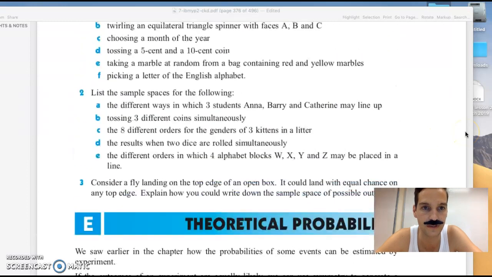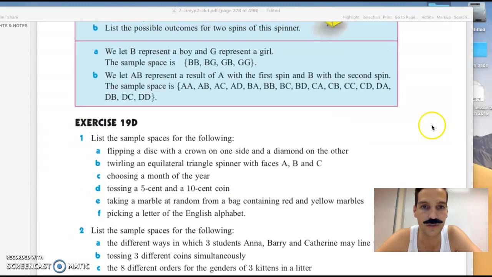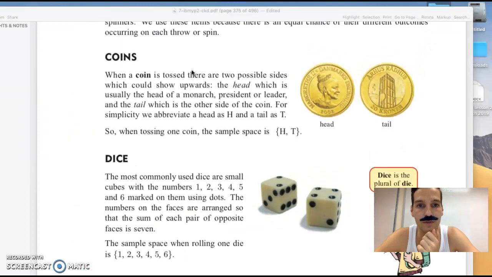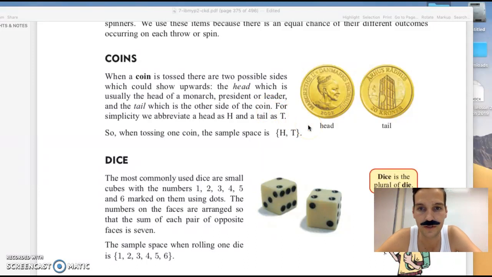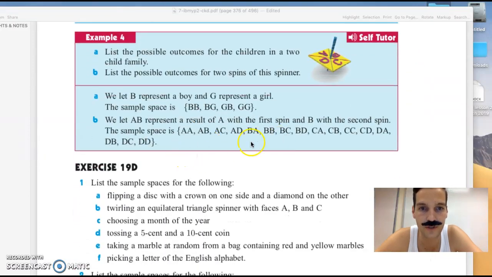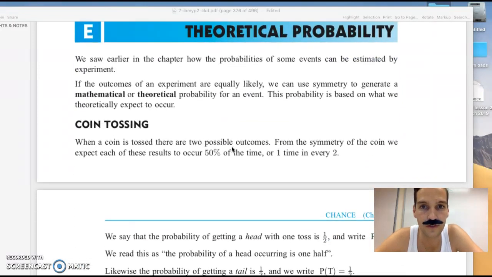To recap what we did yesterday, we were looking at section D, and we were looking at how to write out a sample space. For example, if we had a coin and we flip the coin just once, not twice, not three times, the chances are we could either get heads or tails. So we were just listing out all the different possible outcomes we could have. However, when it comes to mathematical or theoretical probability, we are more interested in the likelihood of something happening, how probable something will be.